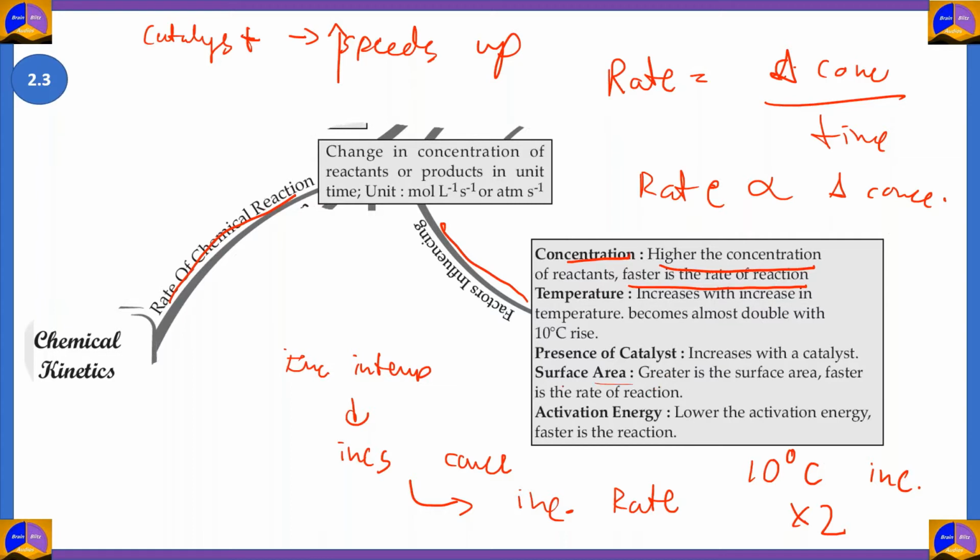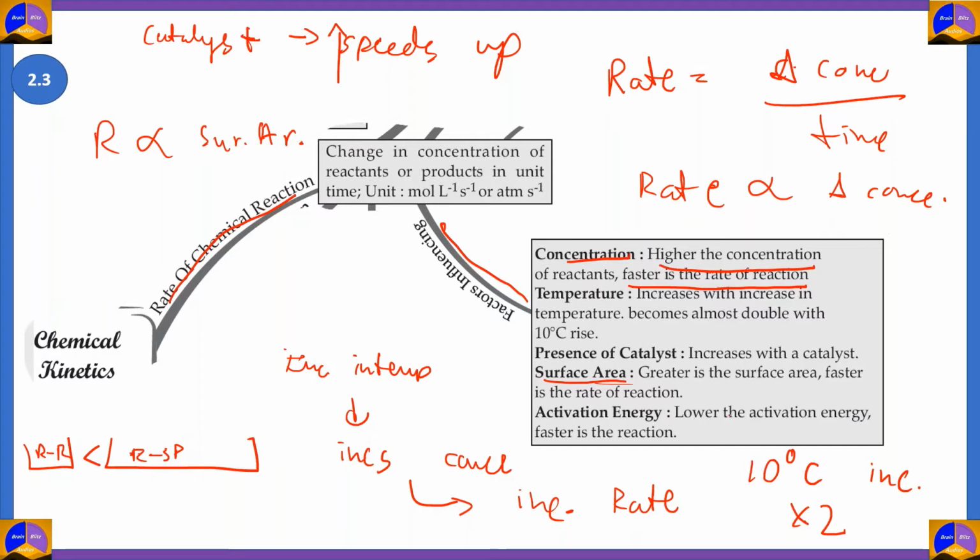What about surface area? Suppose we have a larger tumbler and a smaller tumbler. The rate of the reaction, R to P, occurs faster in the larger container. So the surface area is really important. So R is directly proportional to surface area. So greater is the surface area, faster is the rate of the reaction.